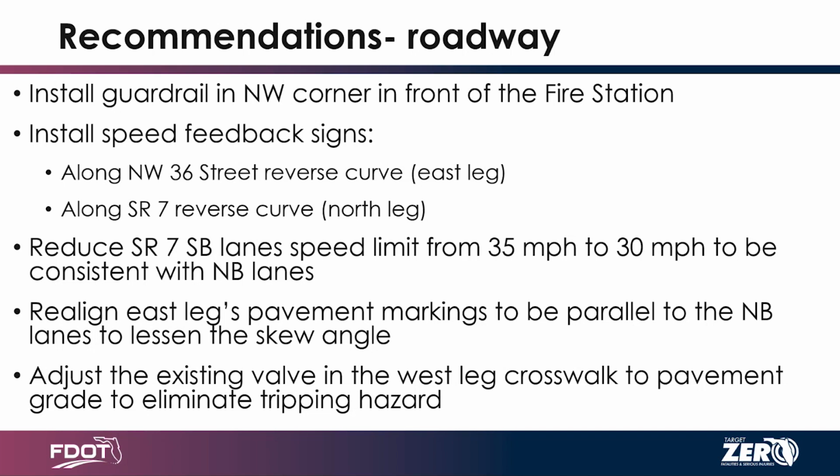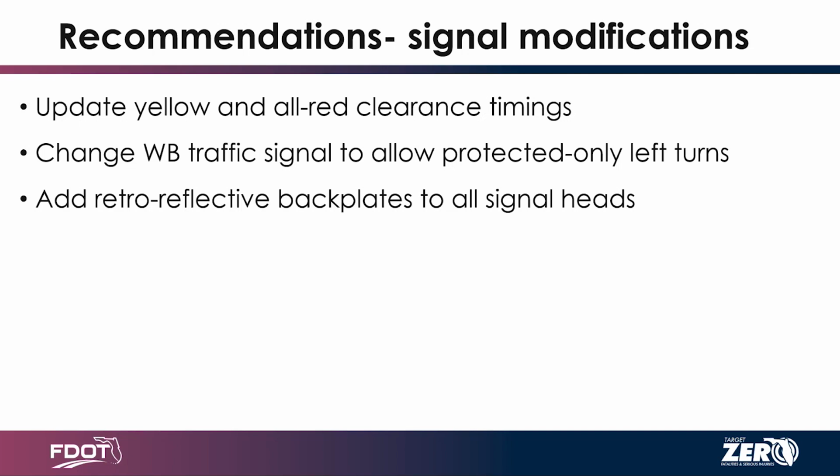For the signal modifications, as I already noted, they recommended updating the yellow and all red clearance times, changing the traffic signal to allow protected only turns to try to eliminate some of those angle and left turn crashes, and adding retroreflective backplates to all signal heads. It's a proven safety countermeasure, pretty effective, and it adds visibility to the signals for drivers, especially coming around curves.